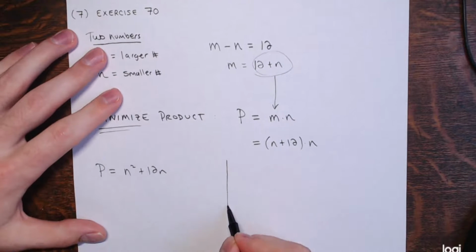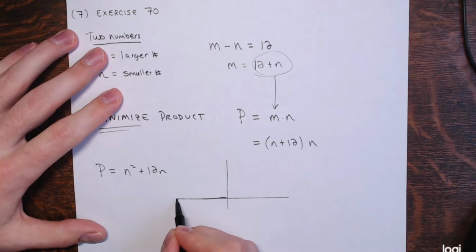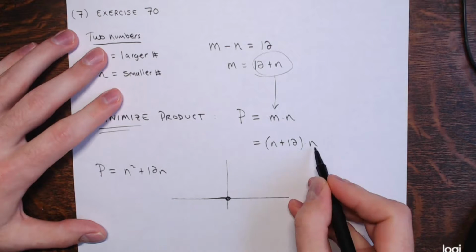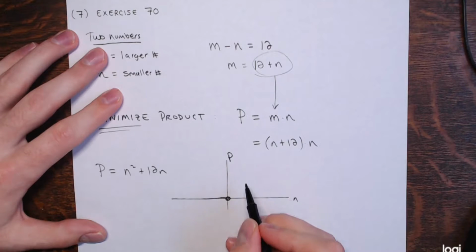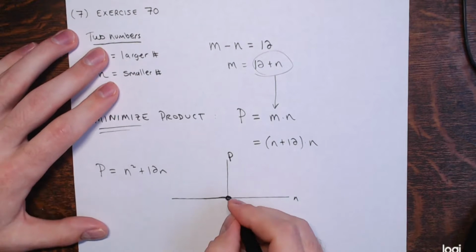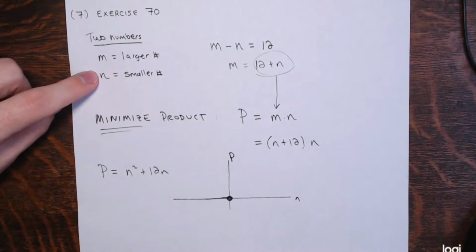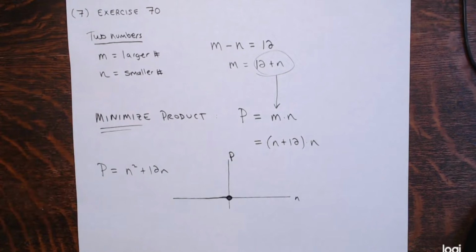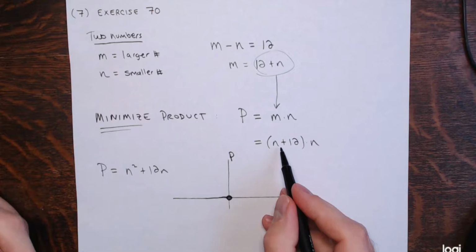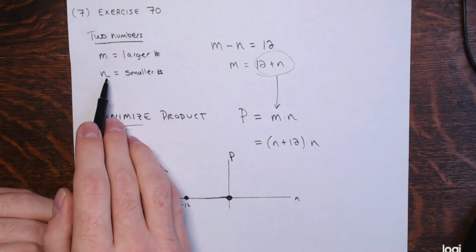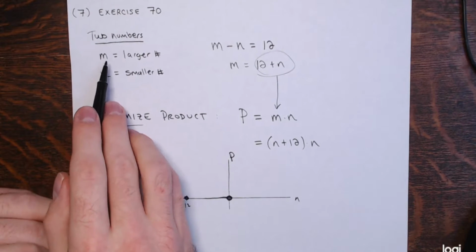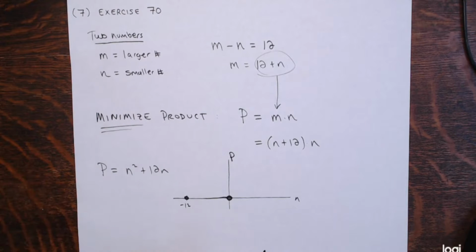and I can graph this pretty easily. You know, 0 would be an n-intercept. The horizontal axis represents values of n. The vertical axis is values of the product, P. Obviously, if n were 0, the product of these two numbers, no matter what you pick for m, would be 0. And if n were negative 12, you'd also get a product of 0, because then m would have to be 0, since their difference is positive 12 and m is the larger number. So one of those would be 0, and the product would be 0.